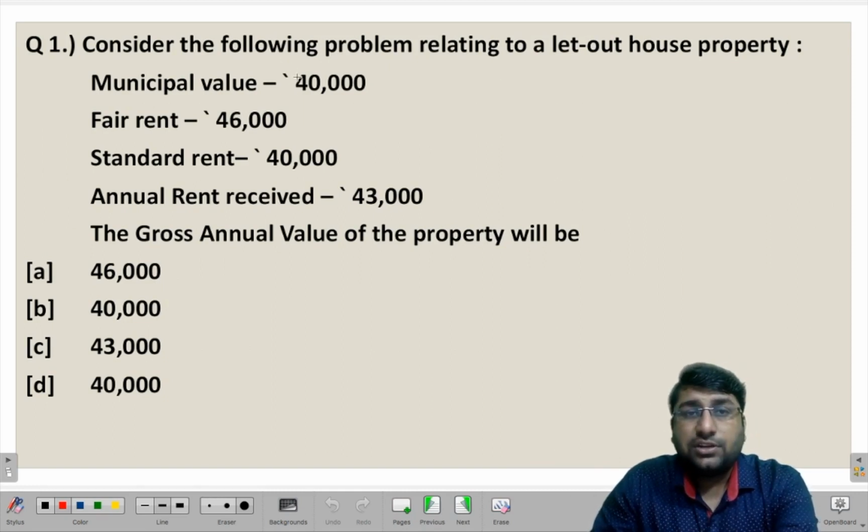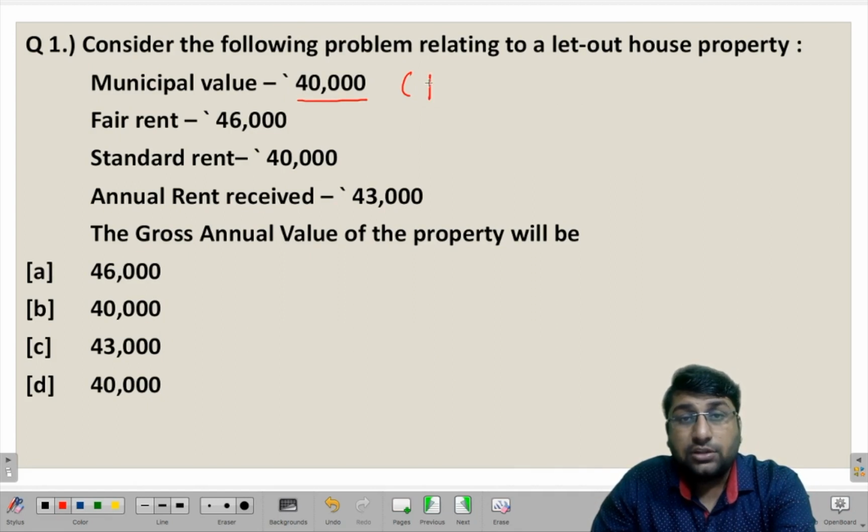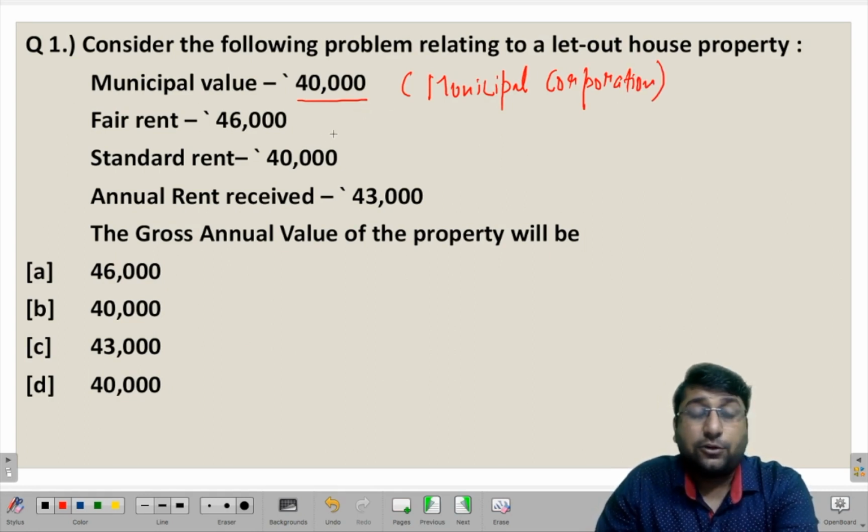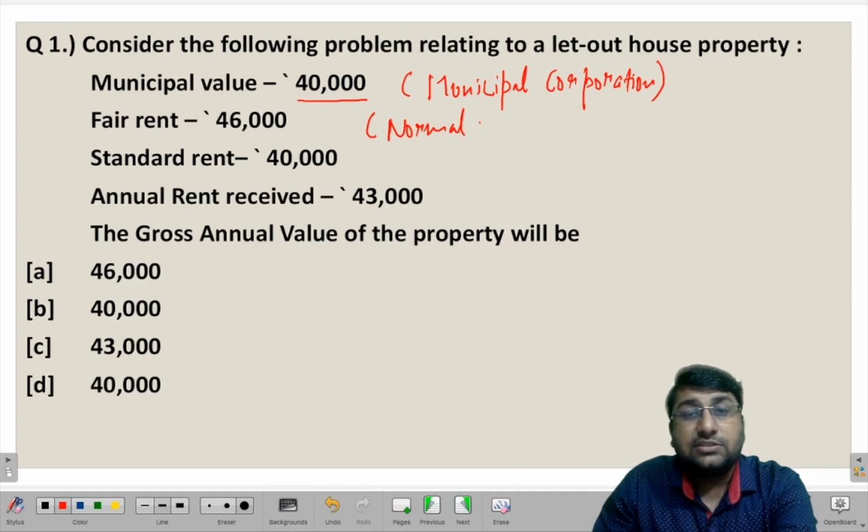So in this particular question, there's a municipal value being given. Municipal value basically means the value of that let out house property based on the municipal corporation's valuation. The municipal corporation has a certain basis of valuing, and on the basis of that, the municipal value is 40,000. Fair rent is 46,000. Fair rent means the normal amount that is being charged in that particular locality.